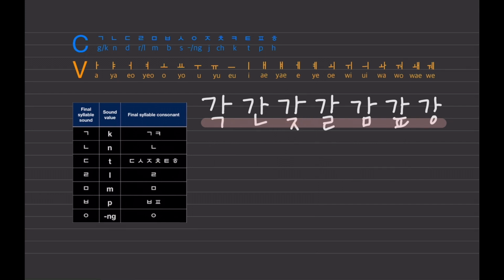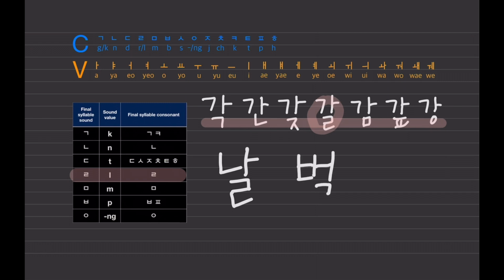And the next one is an L sound. It's neither an R nor an L sound. It's somewhere in between. So this is an L sound. When you pronounce this one as a 받침, it's the same. We can read it as 날, 날. And what about this one? 벌, 벌. And third one, 멀, 멀.